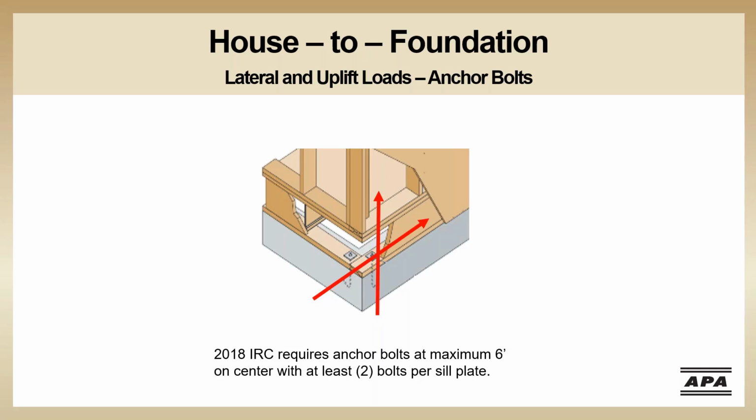Anchor bolt spacing for the 2018 IRC is 6 foot on center maximum, with a minimum of 2 bolts per sill plate. The anchor bolts are required to be half-inch minimum and to be embedded at least 7 inches into the concrete or grouted cells of concrete masonry units. It is critical that this requirement is met.